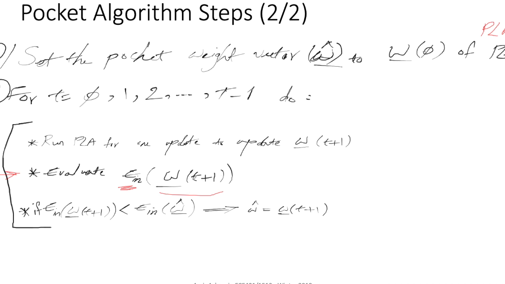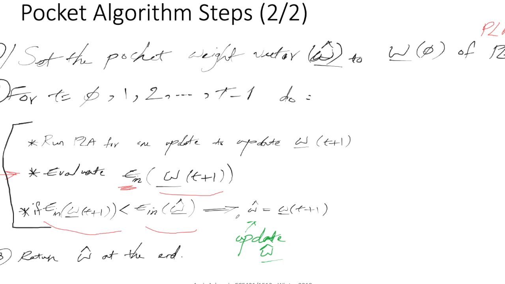Then, if the in-sample error that we found here was having a lower error rate than the one we had already in the previous steps, we're going to assign a new value for our W hat, and the value would be the W t plus 1. So we basically update the W hat. And we exit the loop when the iteration is finished, and we're going to return W hat at the end. Okay?